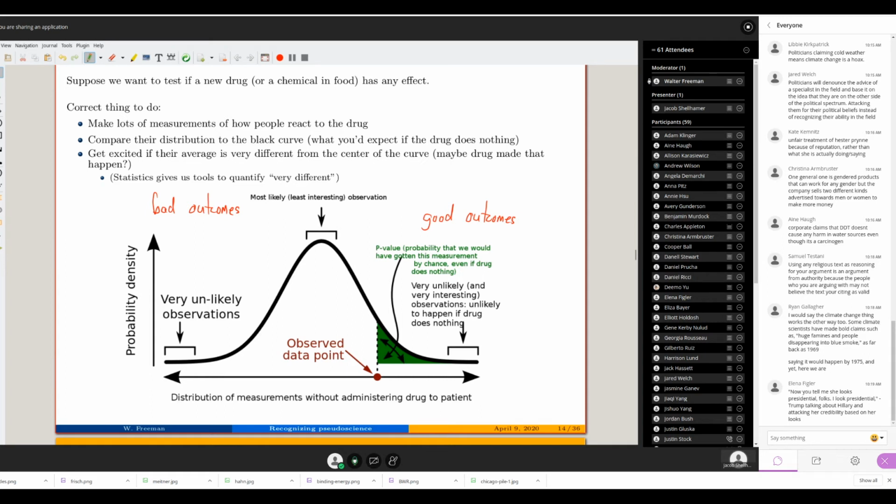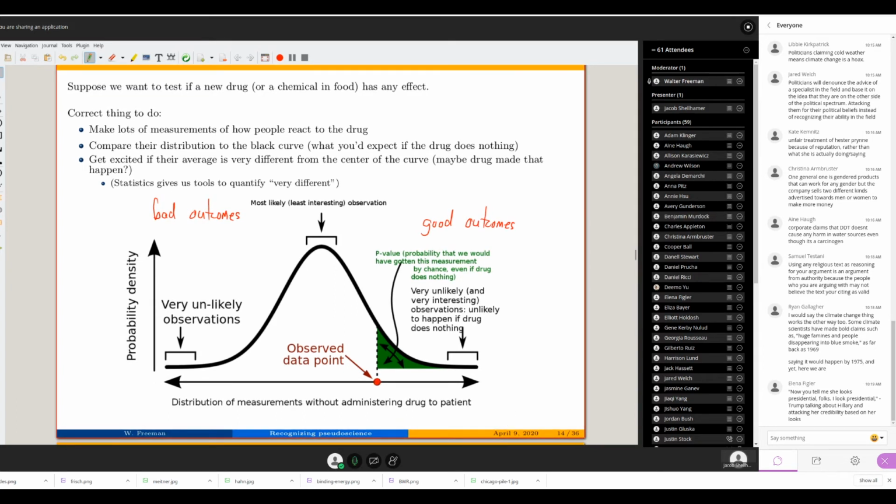But if you observe that the outcome you get is over here, to the right of the average, then, okay, maybe your drug actually helped these people, but maybe it was just a fluke. So what you can quantify is the probability that someone would have done this well or better by just statistical accident. And that's this green region, which I'm now shading in red over here. And the amount of that is called the p-value. It's the probability that this is a fluke.